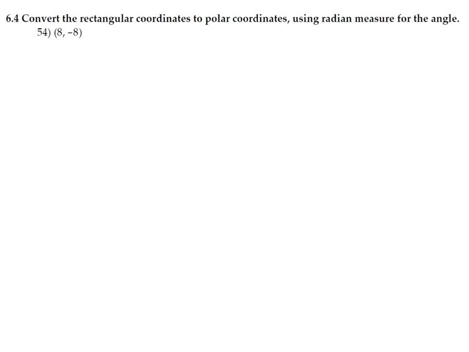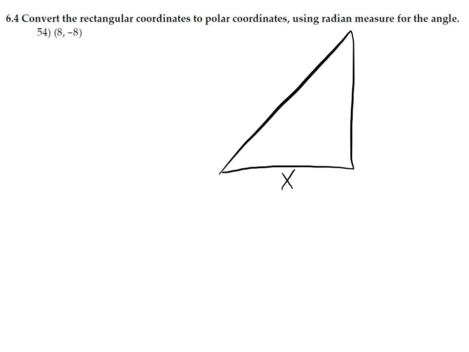This is a review of converting back and forth from rectangular to polar coordinates. Using radian measure for an angle, convert the rectangular coordinates to polar coordinates. It is important to understand the conversions. The conversions are given by this basic shape: x, y, r, theta.